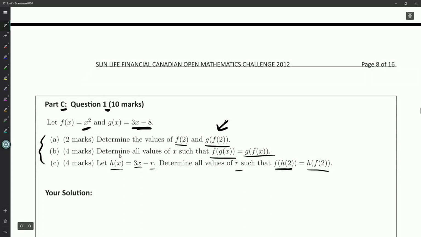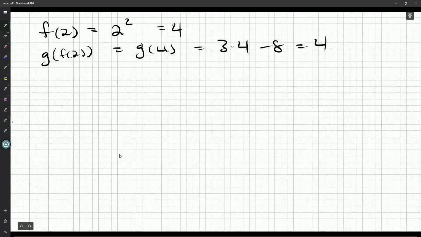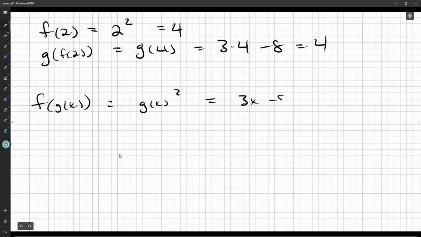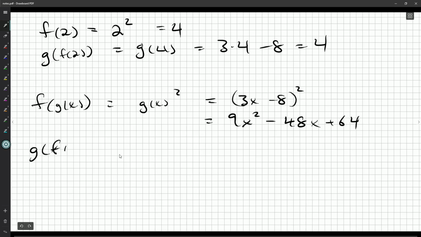And then determine all values of x so that f of g of x is equal to g of f of x. Well, this isn't a problem. f of g of x is just g of x all squared. So that's 3x minus 8 squared, and that's 9x squared minus 48x plus 64. G of f of x is 3 times f of x minus 8. So that's 3x squared minus 8. And I just want these two to be equal.